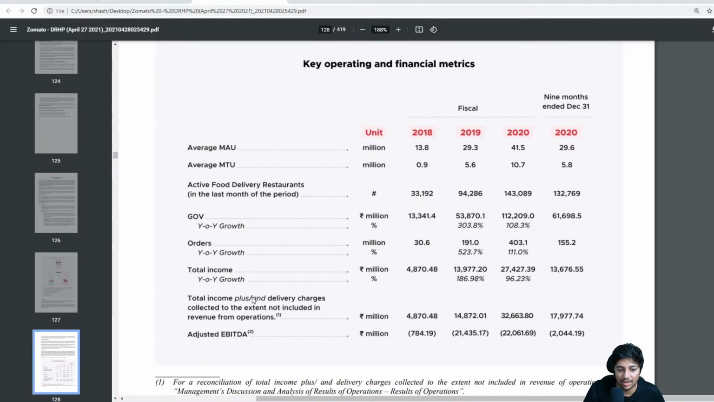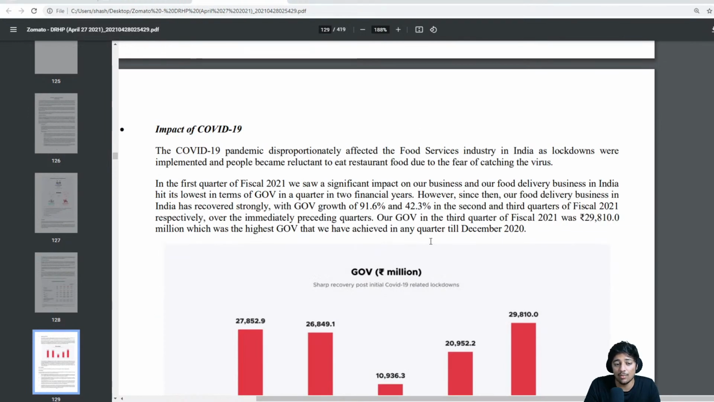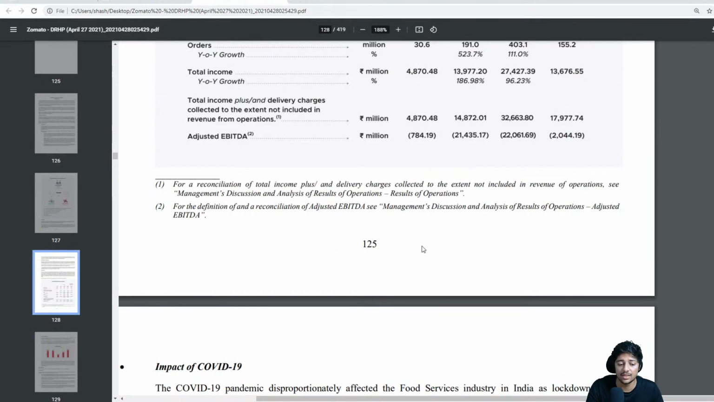Let's look at total income plus delivery charges collected to the extent not included in revenue. Look at the amount that they were making. This was itself in 2018 making 487. This was making 1,487. This was making 3,266.3. And now they're at 1,797 crores. So see how much it talks about the detailed information.